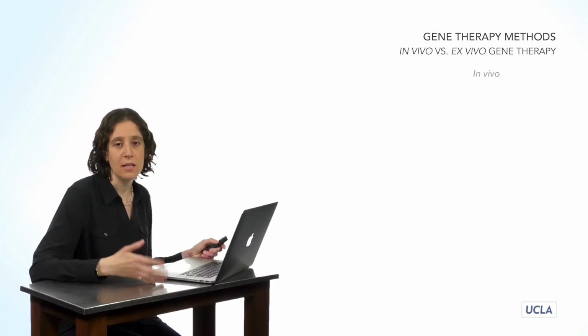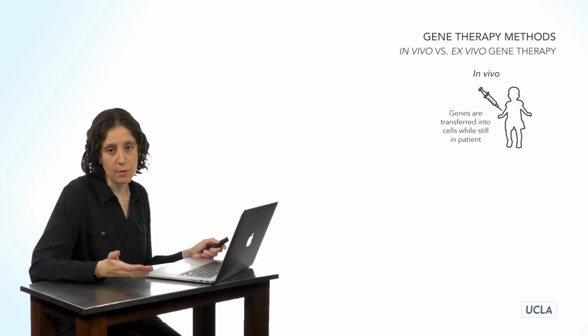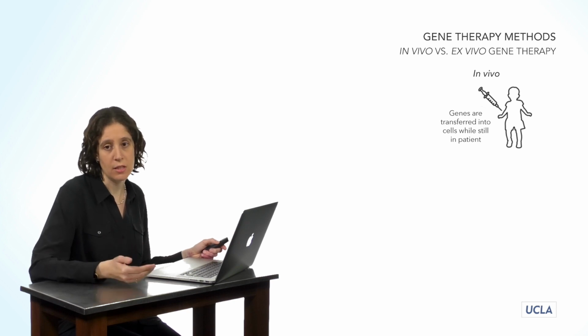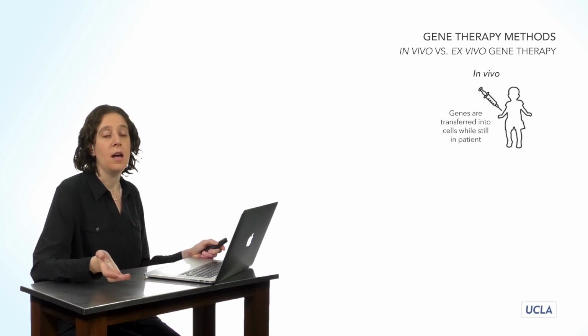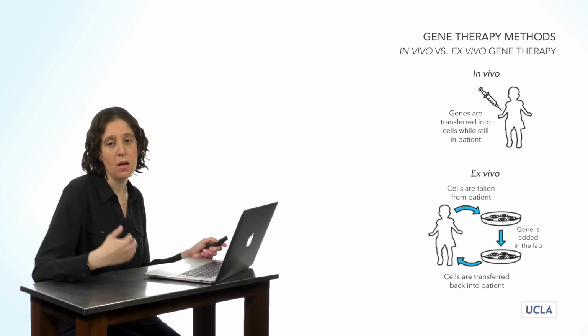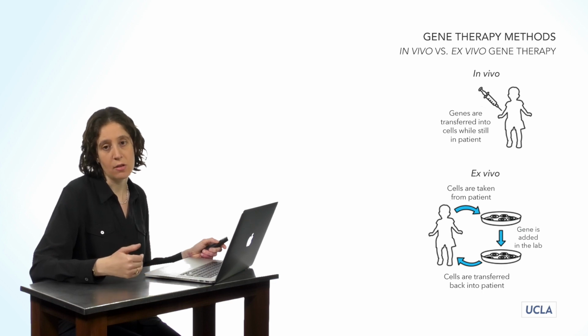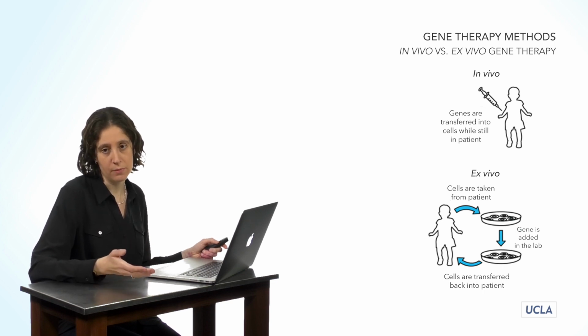Now let's go over some of the specifics of how gene therapy works. First, gene therapy treatments can be either in vivo or ex vivo. In vivo means that the treatment is done directly in the patient. In other words, the gene is introduced into the patient's cells while those cells are still in the patient. In contrast, ex vivo means that the cells are first removed from the patient, the gene is then added to those cells in the lab, and then the cells are transferred back into the patient.